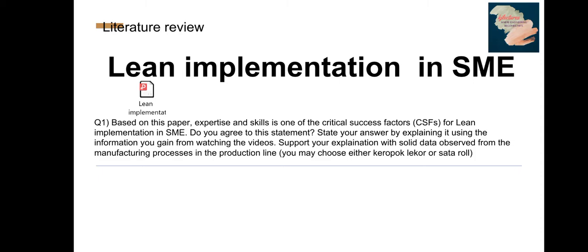So have a look at this paper, read it, and try to understand what the paper would like to convey. I would like you to go to the part where they mention that there are some critical success factors for lean implementation in SME. One of them is expertise and skills. After you have watched the video clips, you can see that the expertise and skills in this company are very manual.